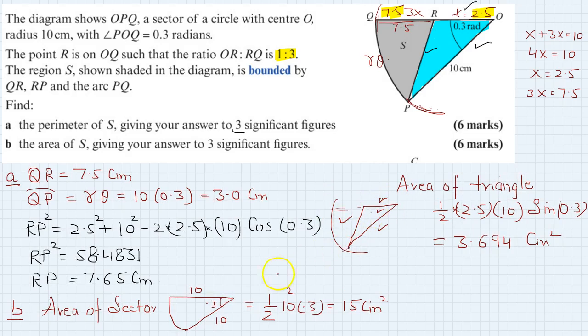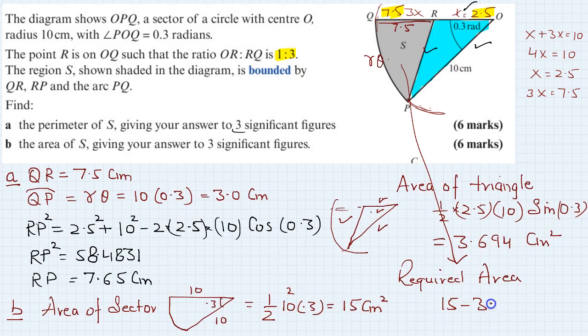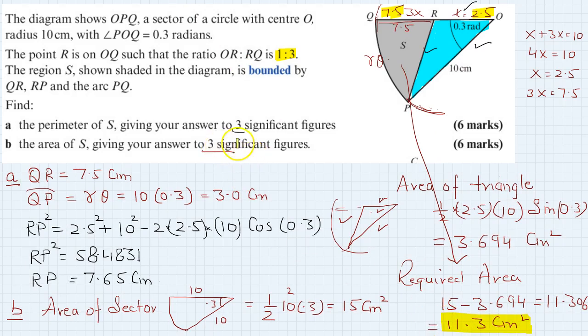So the area of sector minus area of triangle will be the required area. So required area is equal to, that is this area. So this complete area of sector, that is 15 minus 3.694. So that is equal to 11.306. To three significant figures, it is 11.3 centimeter square. So that is the required area.